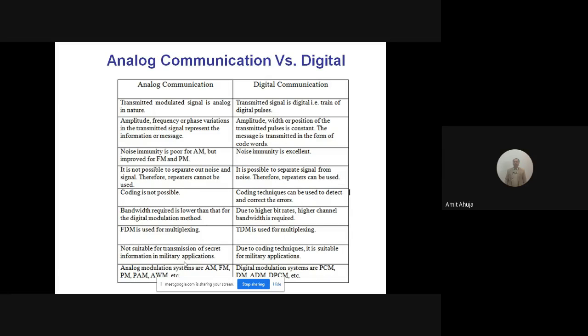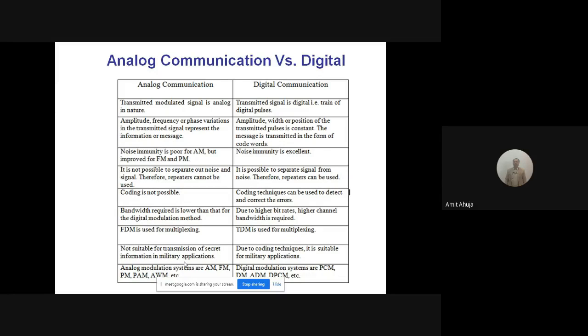Now we were discussing analog. We have seen what analog communication is and what digital communication is. The important question is, why digital? What is the difference between these two? It is important to see. As we have seen, we are shifting from analog communication to digital communication. There are inherent reasons why we are doing this.